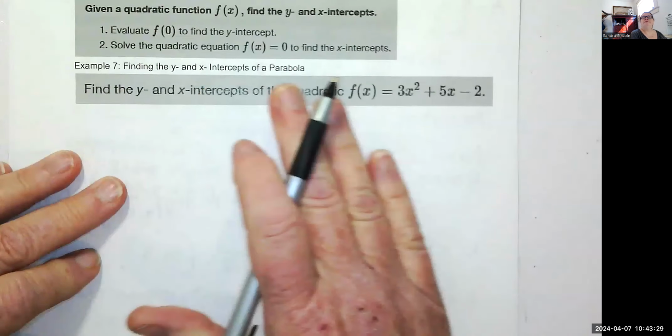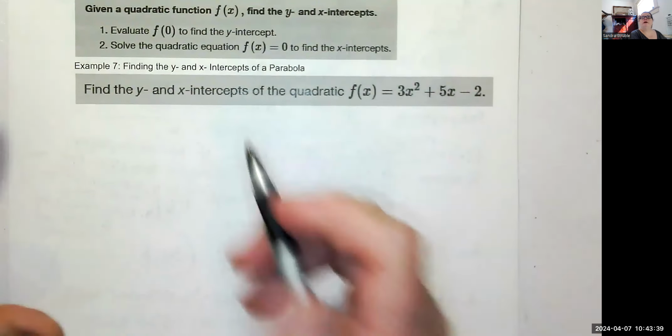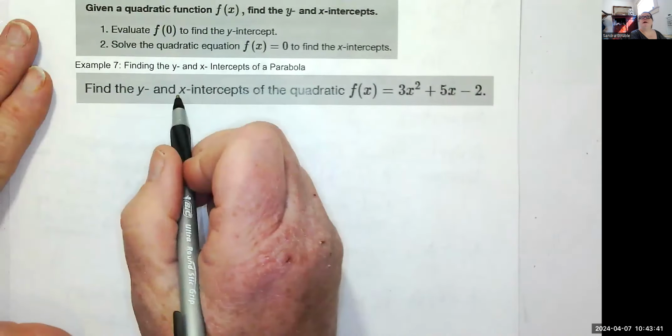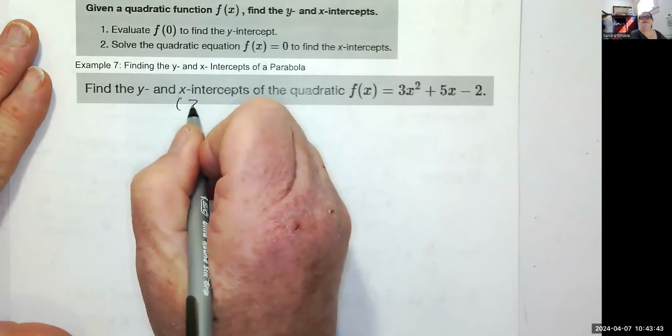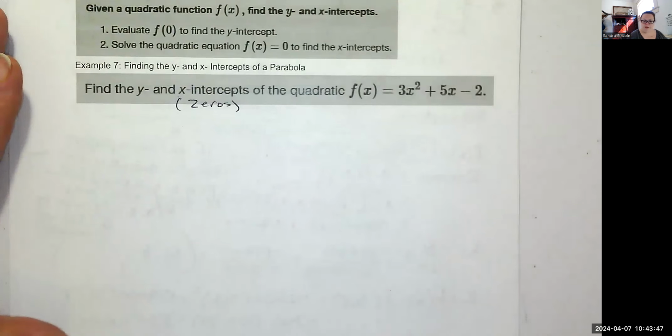Finding the x and y intercepts of a parabola. Okay, well, we need to do the same thing we would do before in solving for x and y intercepts. In my case, though, be careful, because I might not say x-intercept, I might say zeros on the exam. You just need to make sure you understand the terminology.